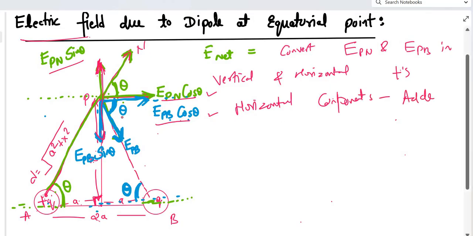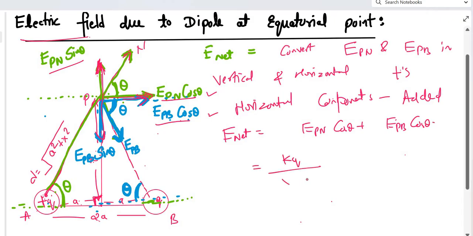They will be added. Why added? Because they are in the same direction. You can see this is also here, this is also here. So E net will be nothing but E_PN cos theta plus E_PB cos theta. Now we will put the values.